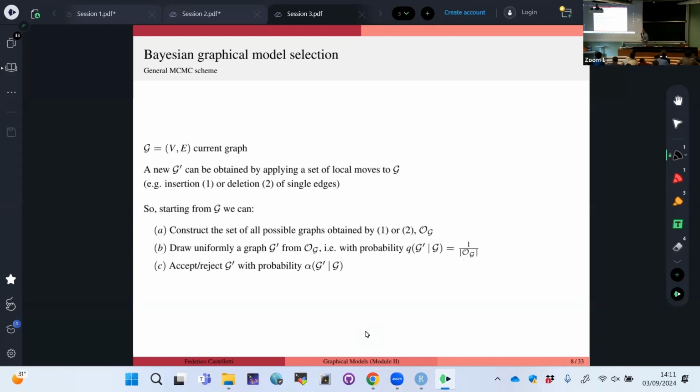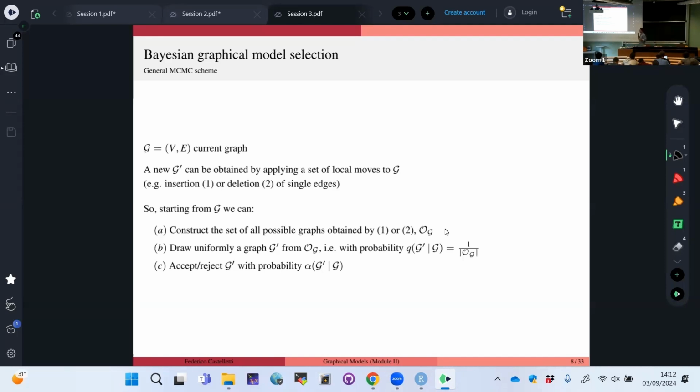Okay, so we can construct the set of all possible graphs that we can obtain by applying one of these moves. There are many edges that I can insert, and many edges that I can remove from a graph. What I obtain is a set of, say, adjacent graphs that I can reach by applying one of these local moves. So let me call this O of G. These are all the graphs that I can reach by applying a local move starting from the current graph G.